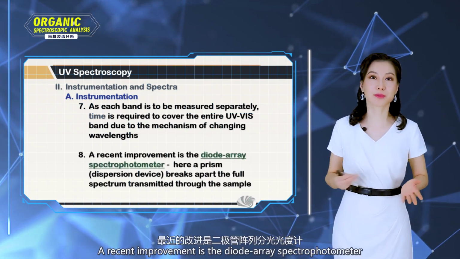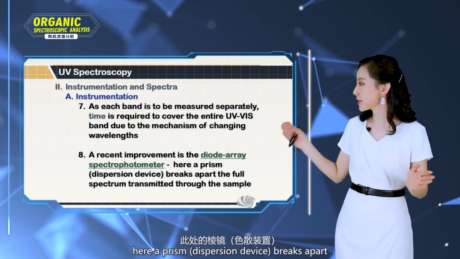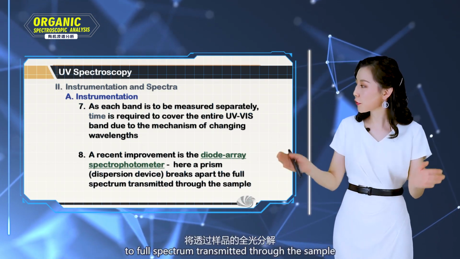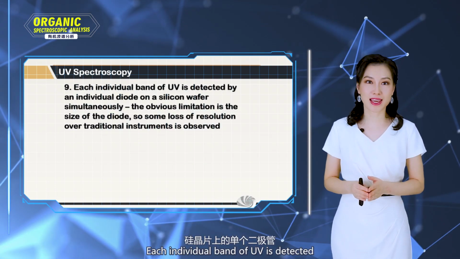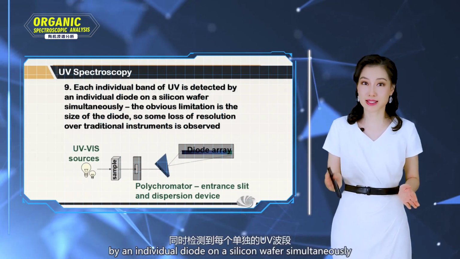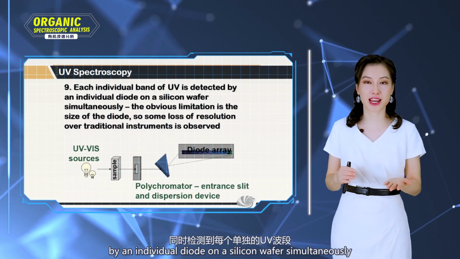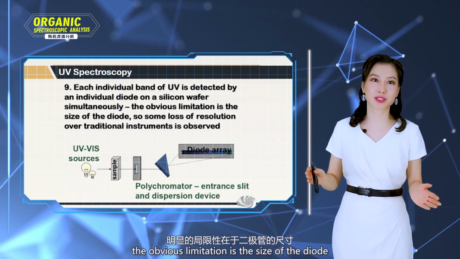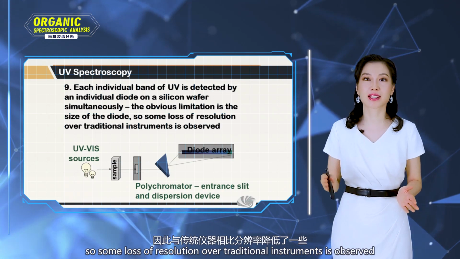A recent improvement is the diode array spectrophotometer. Here, a prism dispersion device breaks apart the full spectrum transmitted through the sample. Each individual band of UV is detected by an individual diode on a silicon wafer simultaneously. The obvious limitation is the size of the diode, so some loss of resolution over traditional instruments is observed.